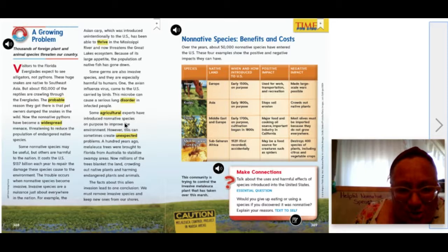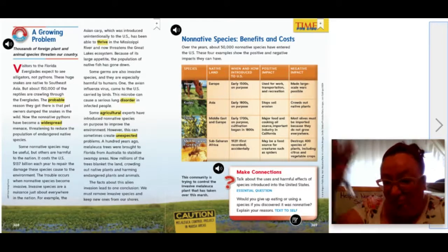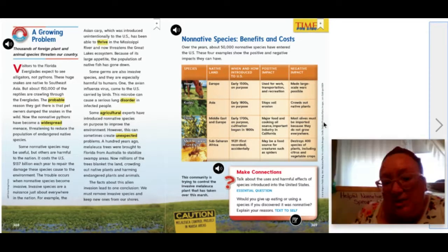Some agricultural experts have introduced nonnative species on purpose to improve the environment. Here we go. 100 years ago, these trees were brought to Florida from Australia to stabilize swampy areas. Now millions of trees blanket the land, crowding out native plants. So they were helpful at first, but then they overran the place. We don't want that. All right, so not so much anything here that we can really flip, but let's look at this diagram or chart over here.